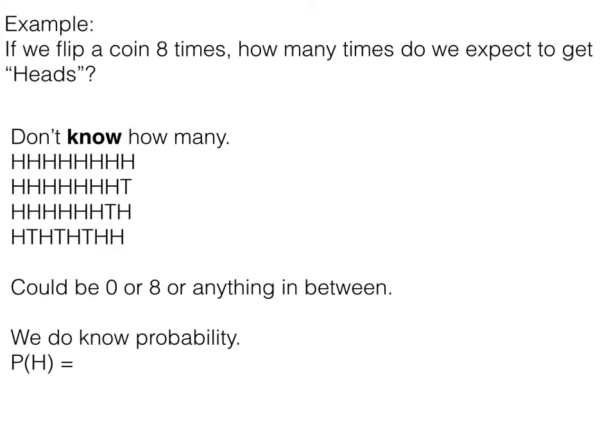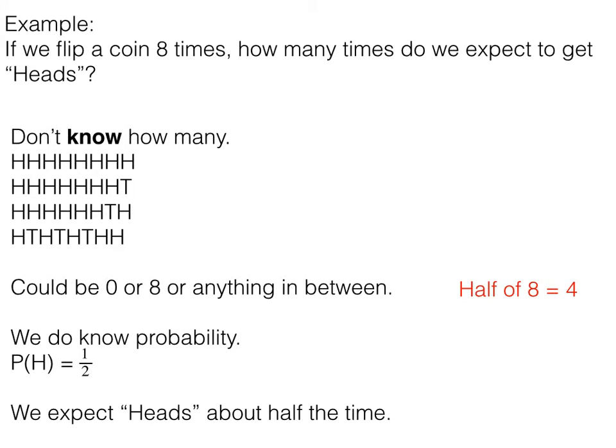So the probability of getting heads is 1 out of 2. We expect heads about half the time. So half of 8 is 4. We would expect 4 heads. That's a pretty easy one. We wouldn't be surprised if there were 3 or surprised if there were 5, but we expect 4.